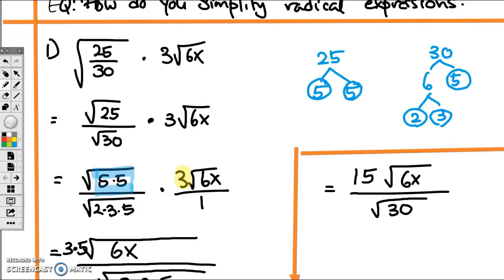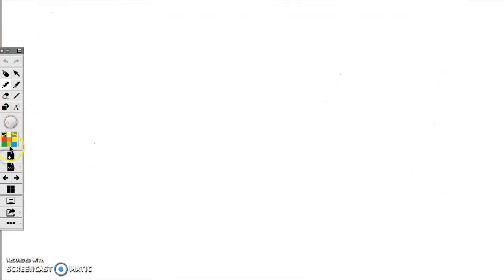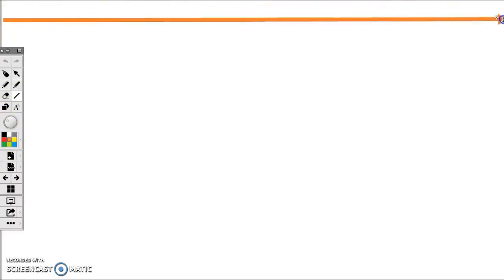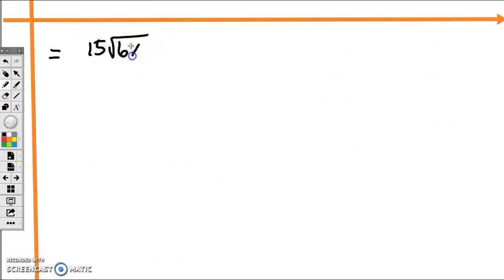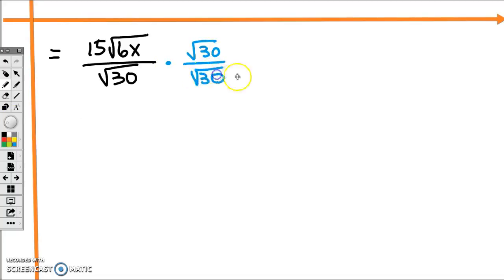Now here's the problem, guys. Our answer cannot be left this way. We cannot have a square root at the bottom, okay? So what I'm going to do is I'm going to go ahead and take you to the next page because I have to now, okay? Are we ready? So what I'm going to do is I'm going to rewrite what I wrote over there in the little box. So what I had was 15 square root of 6x over square root of 30. Because we can't leave it like this, we're going to multiply the top and the bottom by square root of 30. All right?